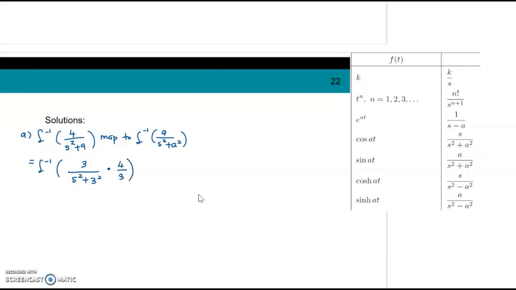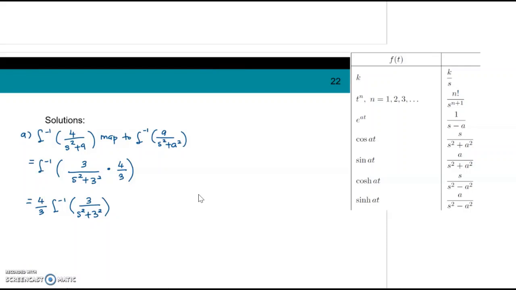So if you cancel out 3 and 3, you will get back the original expression. But you are not going to cancel out, because by doing that you will get the original expression. So just leave it in that form. By the linearity property, 4 over 3 is a constant, so you can put aside 4 over 3, and then inside the inverse you have 3 over s squared plus 3 squared.